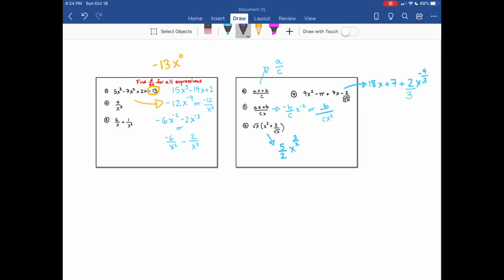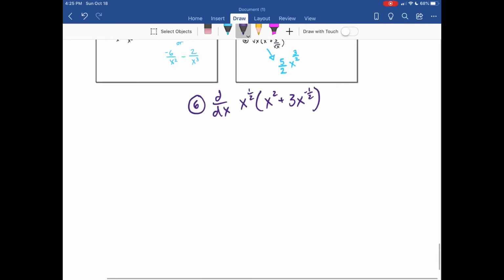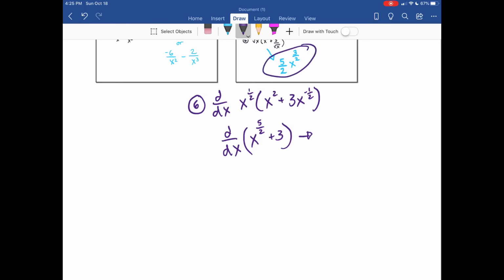Now for 6, we haven't yet learned the rule for multiplication when we have the product of 2 terms, so we would first with this one distribute that root x to both terms, and I would write it first exponentially. So it looks like this. Now, don't forget the fact that when I'm distributing and I've got like bases, I add the exponents. So then that simplifies to give me this. And now I'm ready to derive, and that's how we get 5 halves x to the, and we lower that exponent by 1, 5 halves x to the 3 halves.